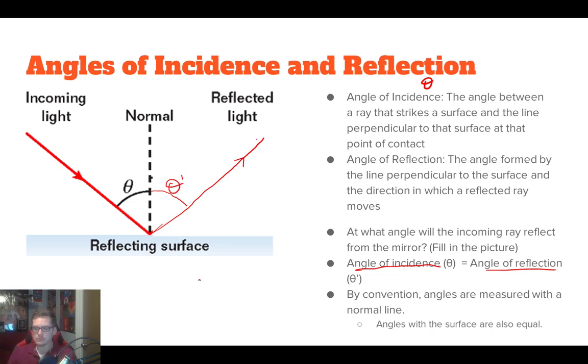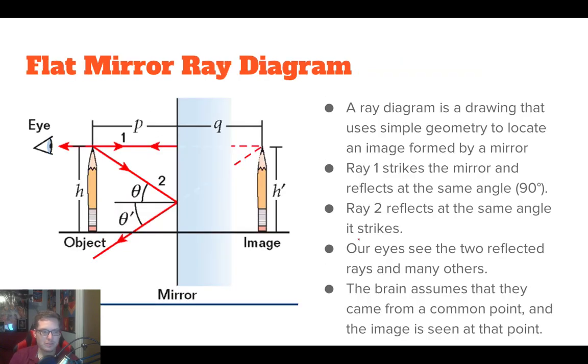Now, I'm not quite sure why we've decided this, but physicists a long time ago decided that these angles would always be measured off this normal instead of off of the surface. So these two angles will always be equal to each other. Your angle of incidence and angle of reflection, this is important moving on to ray diagrams. So ray diagrams is what we're looking at here, and essentially it is a way of picturing the rays that strike your mirror and create images.